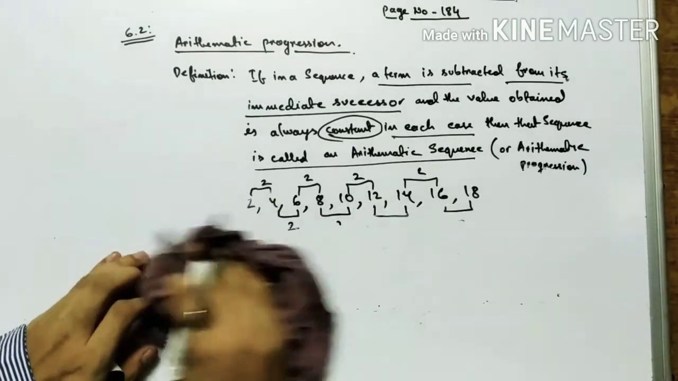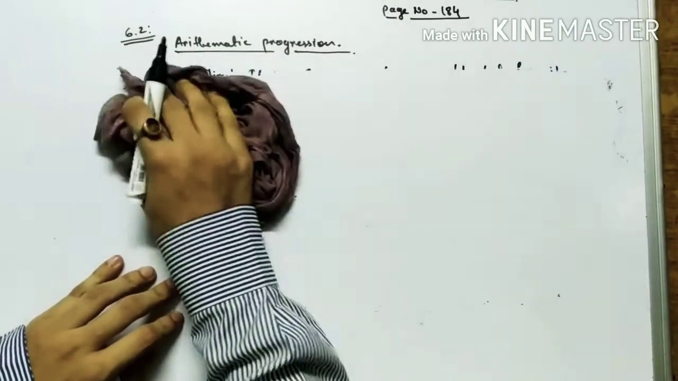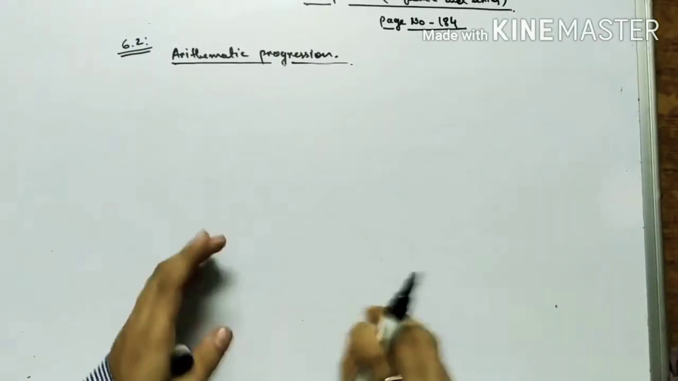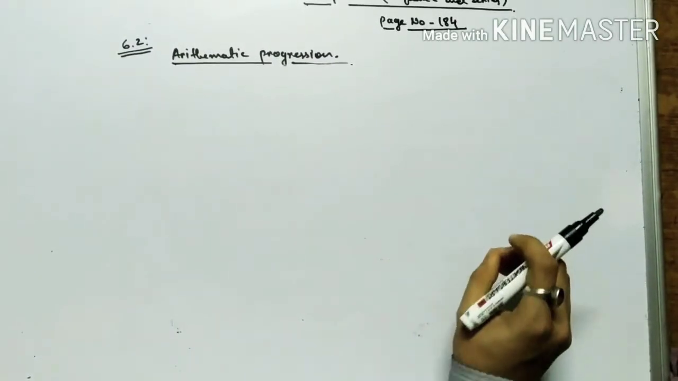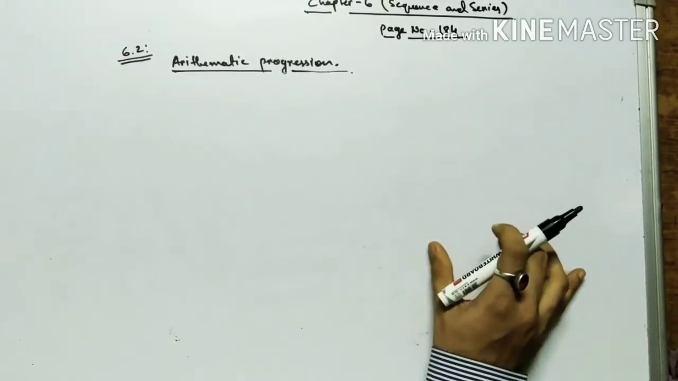So in here what we have learned: what is an arithmetic progression? Arithmetic progressions are those sequences in which the difference between the consecutive terms is constant. Understand? The difference between the consecutive terms is constant.